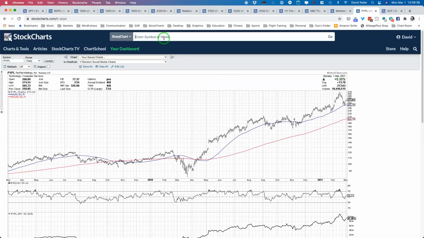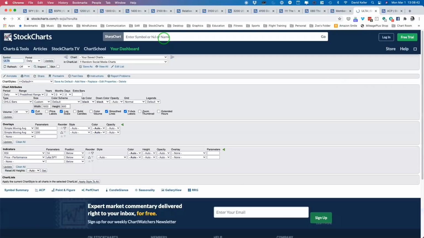Now you have to balance that. What's something in sort of a good long-term uptrend?